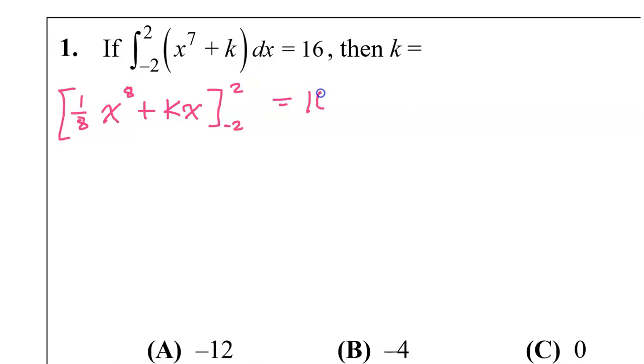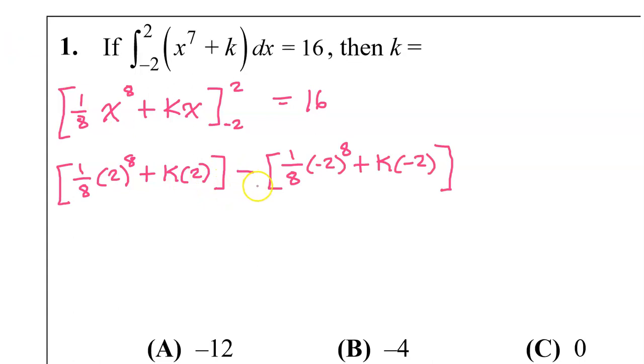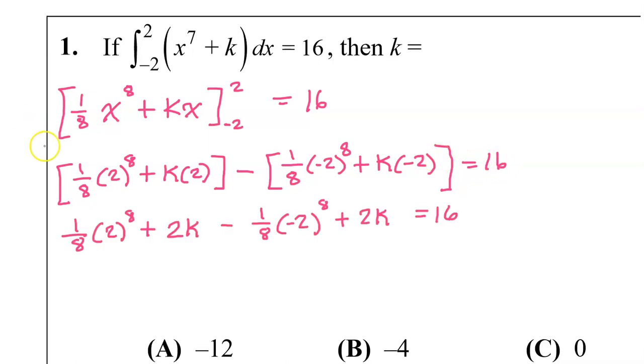In order to evaluate this, I need to find the value at 2 and then subtract the value at -2. So here is the value at 2, and here's the value at -2, and all of this should equal 16. On this step, I put the 2 here in the front of the k, and I distributed the minus sign. So one other thing that happened, I have this -2 right here, but when I distributed the minus sign, a negative times a negative is a positive. So I have a positive 2k.